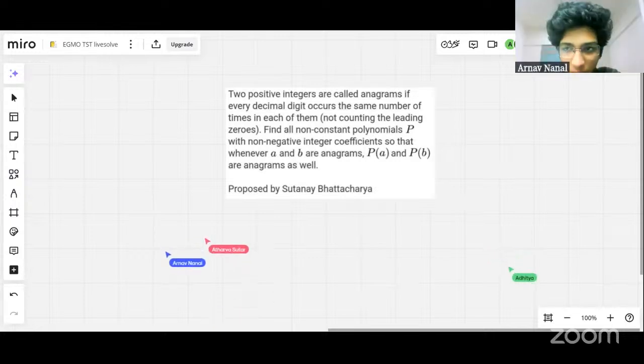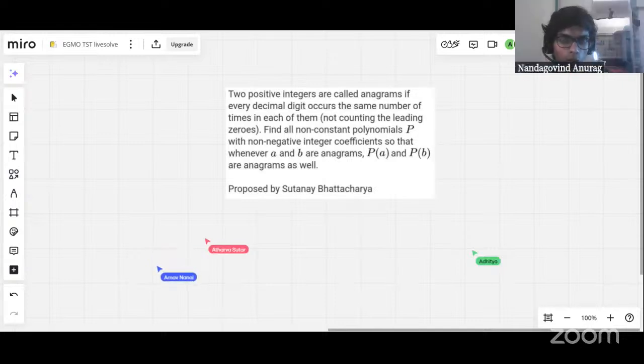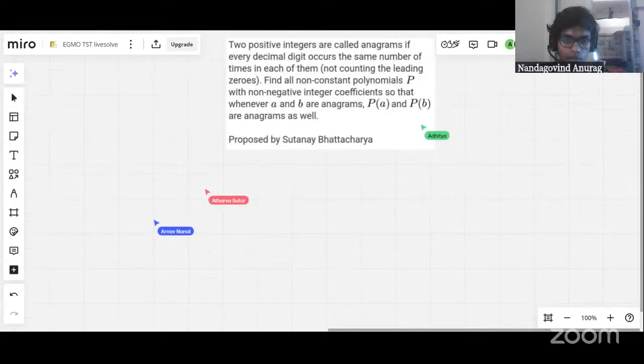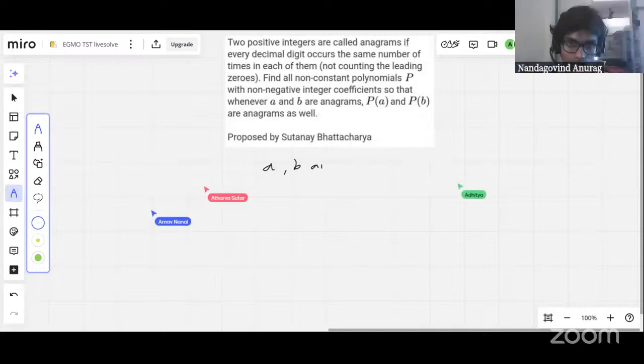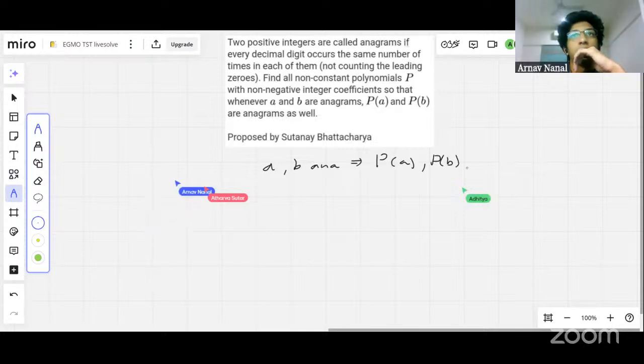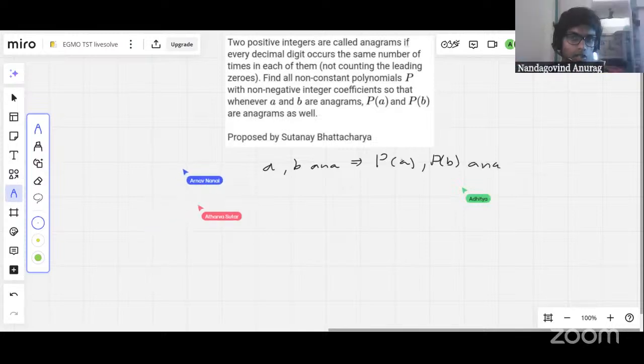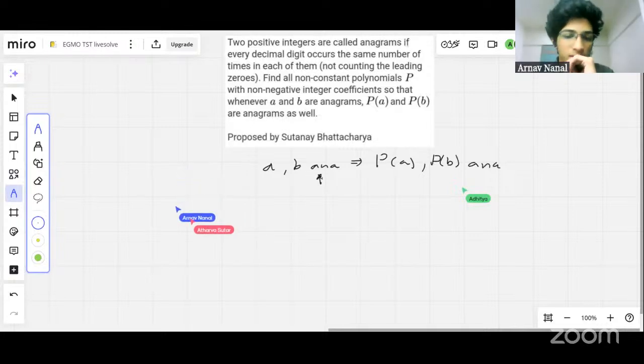So I think for all one-digit numbers, P of that thing will be itself. For all one-digit numbers, you just have P of A is equal to P of A, which is not useful, right? Because it says whenever A and B are anagrams, P of A and P of B are anagrams. For one-digit numbers, the only anagrams are itself, so it doesn't make sense.